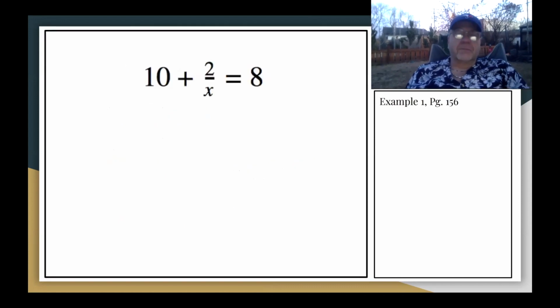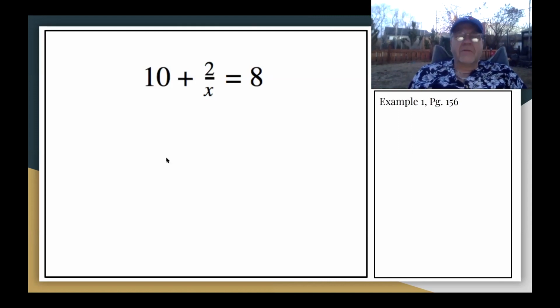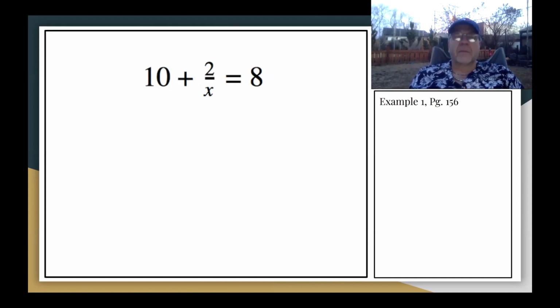All right, next question. 10 plus 2 over x equals 8. Now that we have an x in the denominator, we are going to have to worry about something called non-permissible values. Values for x that make the expression blow up and become undefined.